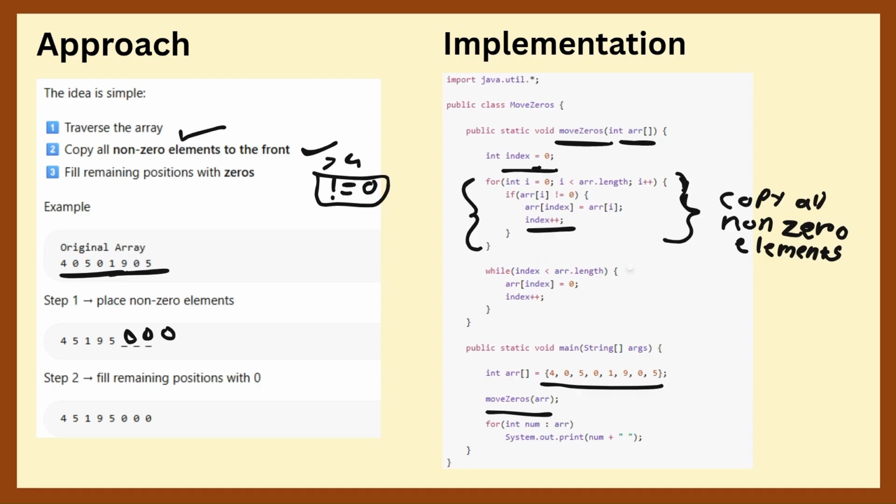Now our task is to fill all the remaining positions with zeros. For that, we use this while loop. We run the while loop while index is less than array length. This while loop helps us fill all the remaining positions with zero, that is, array of index equals zero, and it runs until the index value is less than array length. In this way, we can solve this problem very easily.